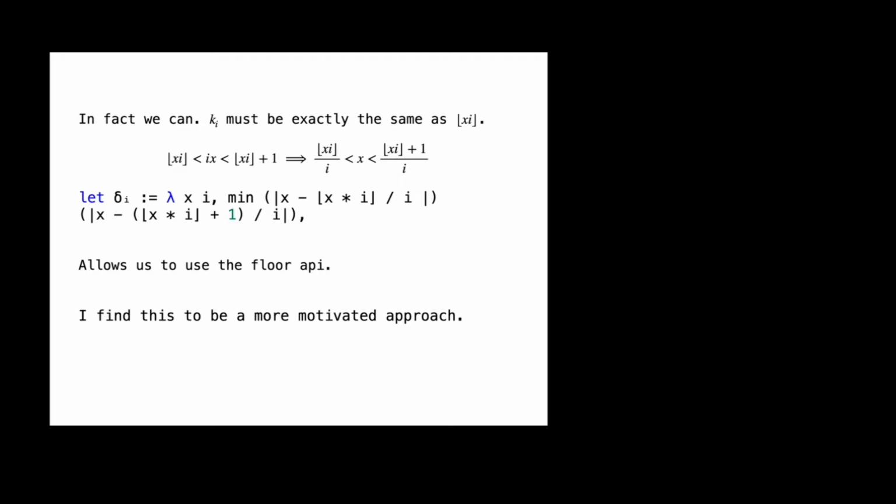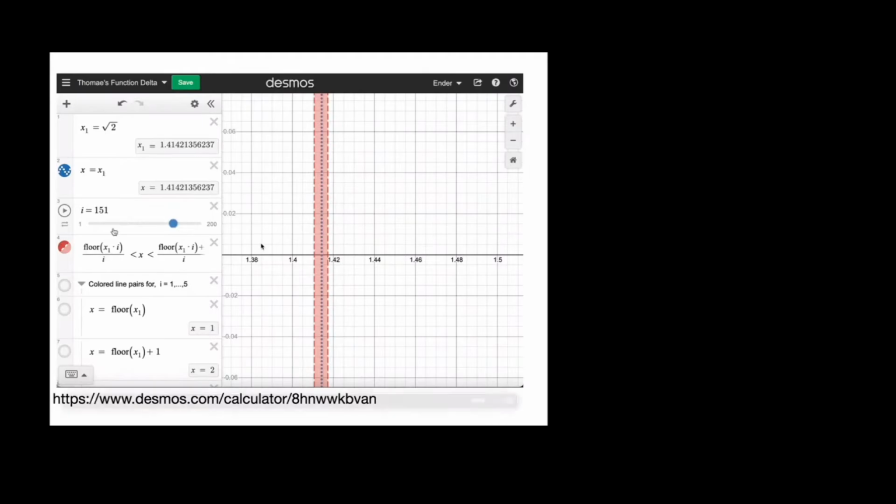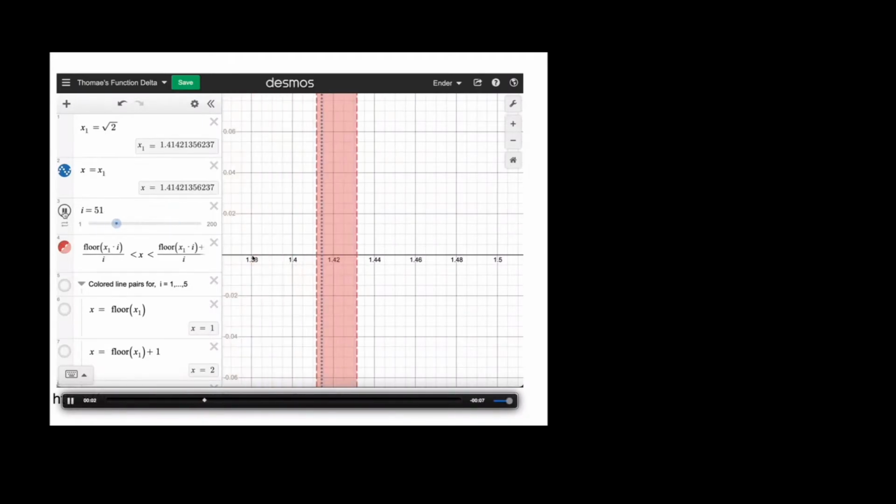This also has the benefit of allowing us to use the Floor API to prove a lot of the lemmas we need further on in the proof. I also found this to be a more motivated approach. So if you look at the floor of x times i over i and the floor of x times i plus 1 over i, and you imagine i as successive powers of 10, those become quickly recognizable as decimal approximations of x. And so I have a video here on Desmos showing that.